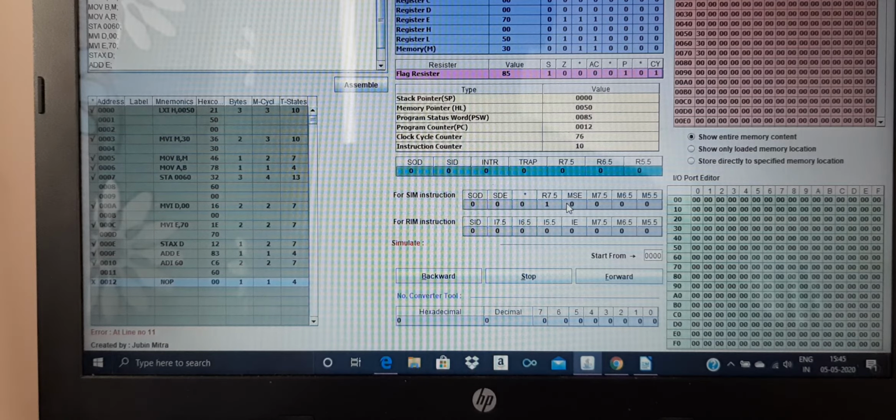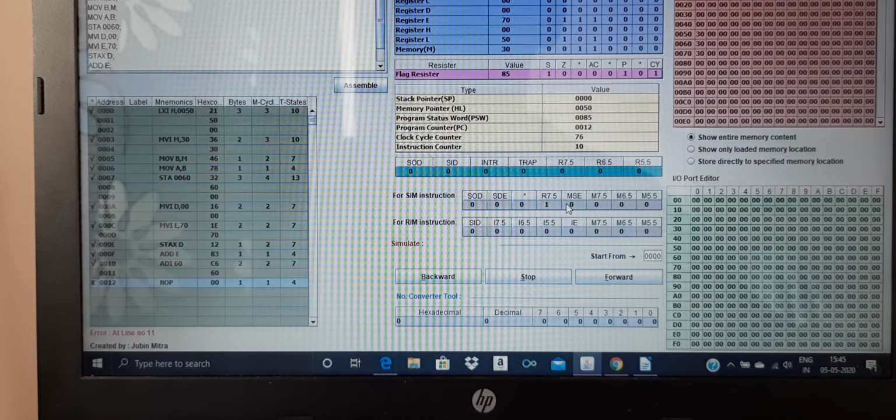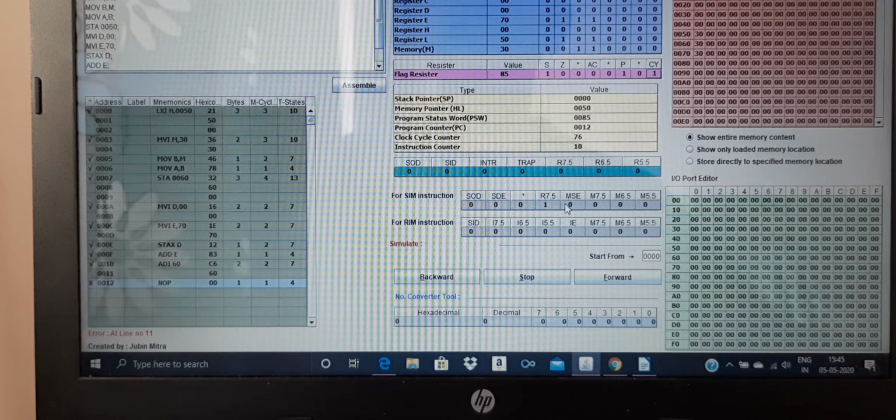So these are a couple of instructions that have been explained over here. I'm sure that you have understood how the data transfer instructions work.